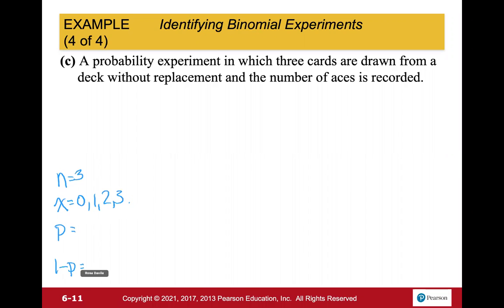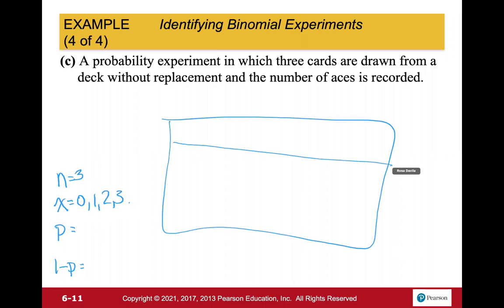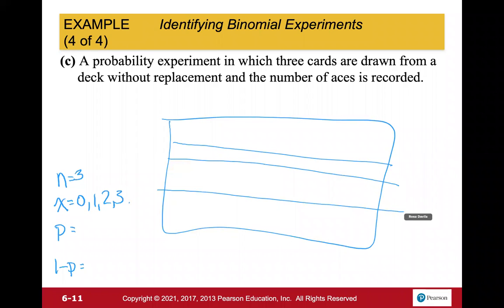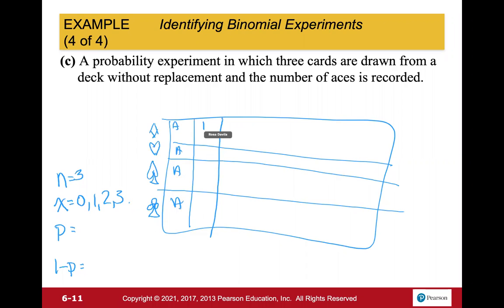All right, probability of success. If we have our entire deck, this is our diamonds, this is our hearts, this could be our spades, and this could be clubs. So we have our four different suits. For each of them, we have an A here, A, and A. Then the next row would be twos, then threes, and I'm just going to put dot, dot, dot for the rest of the suit. So now let's look at the probabilities.